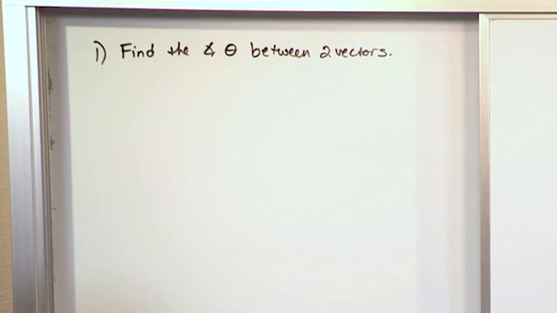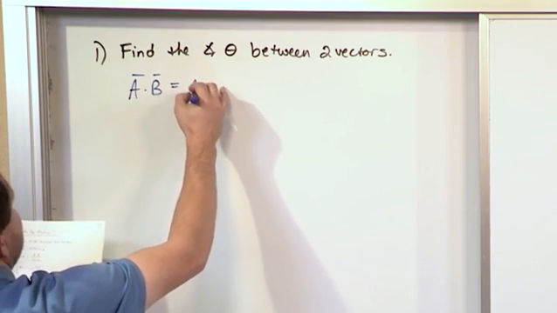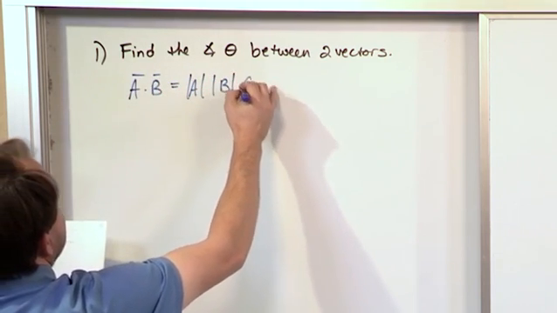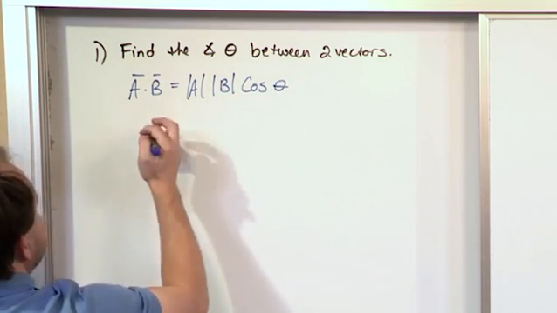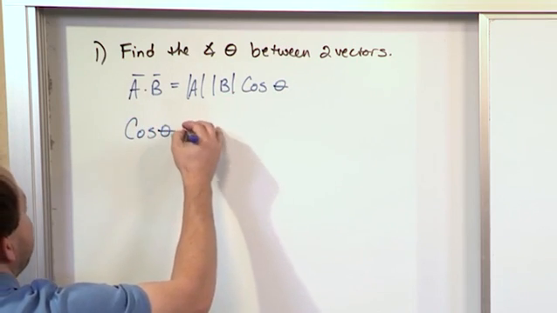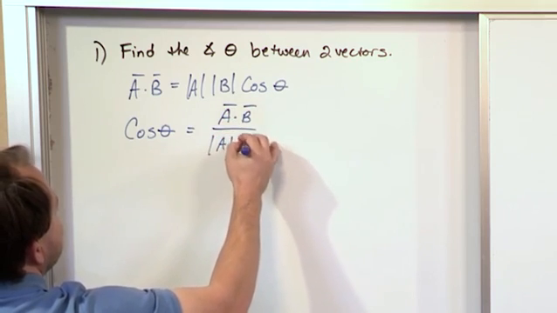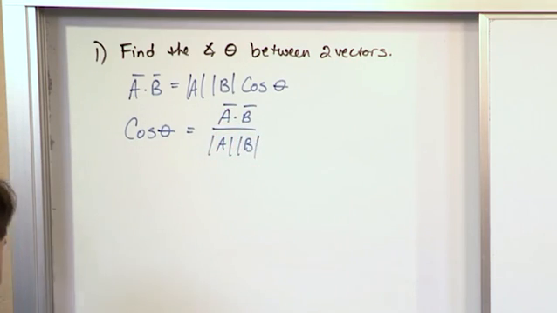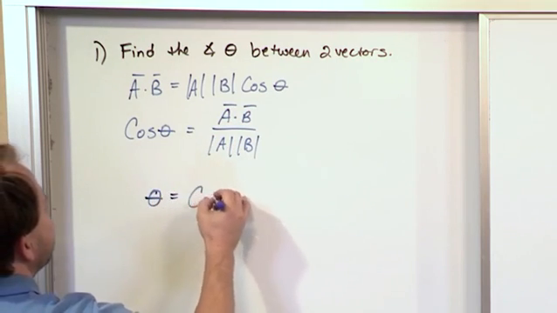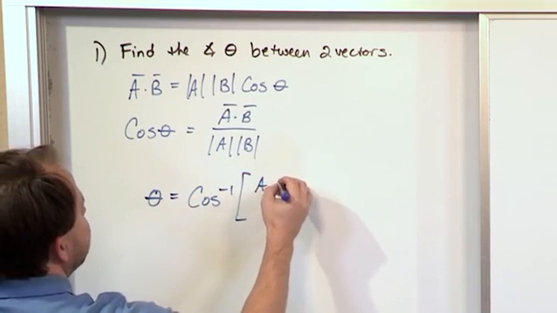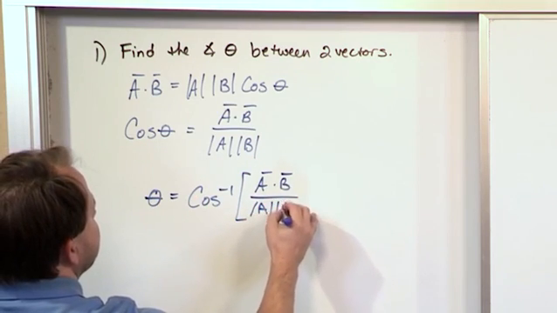Well, you can use the dot product to figure that out because of the definition of the dot product: A dot B is the magnitude of A times the magnitude of B times the cosine of the angle between them. So if I divide, what I get is the cosine of the angle theta is A dotted with B divided by the magnitude of A times the magnitude of B. The angle theta between these two vectors is then the inverse cosine of A dot B over the magnitude of A times the magnitude of B.